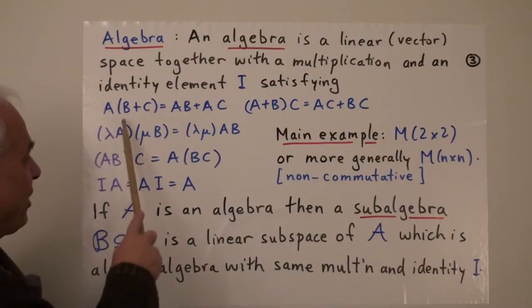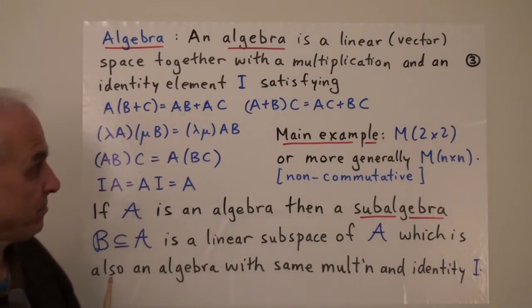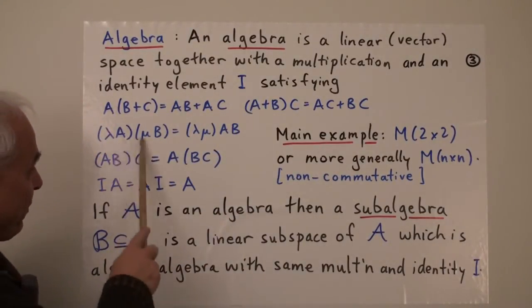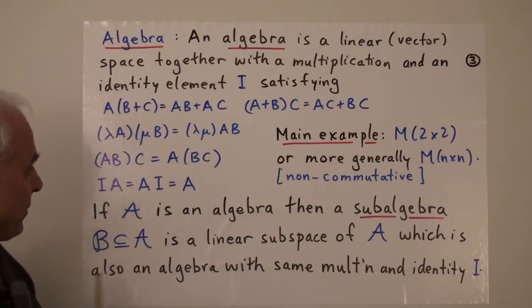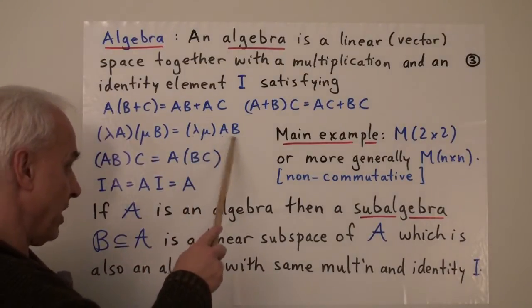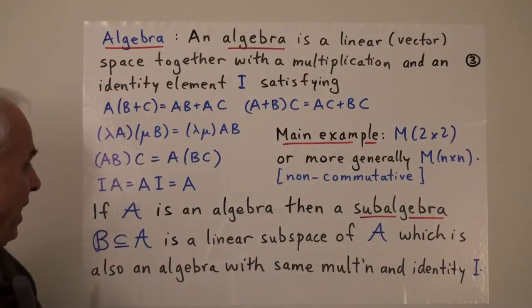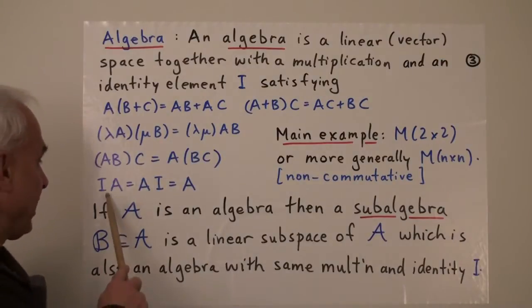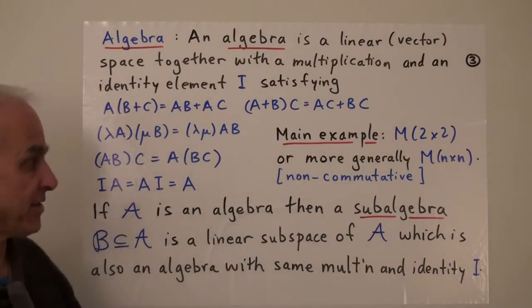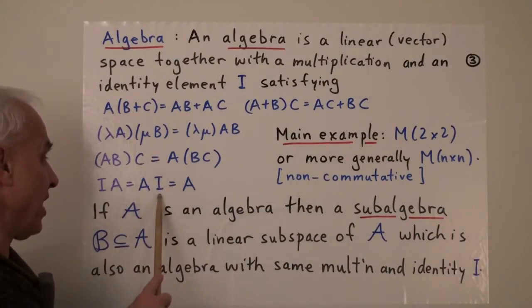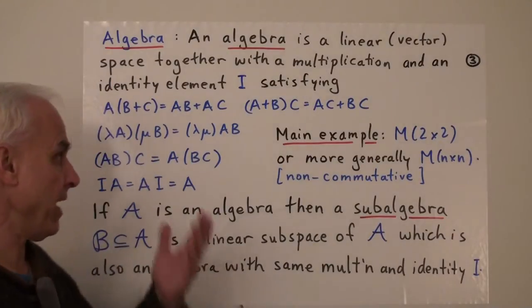It's basically distributive over addition, both on the left and the right hand side. It's distributive with respect to scalar multiplication. So here's another way of saying that law, that lambda A times mu B is equal to lambda times mu times AB. And it's associative. The multiplication is associative. And finally, the identity element I acts the way you would expect, namely I times A is A, and A times I is A for any element in the space.